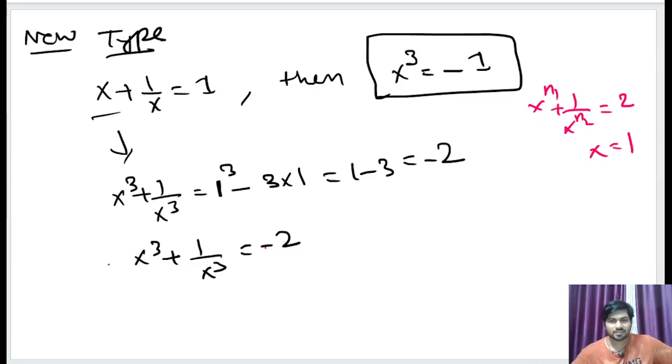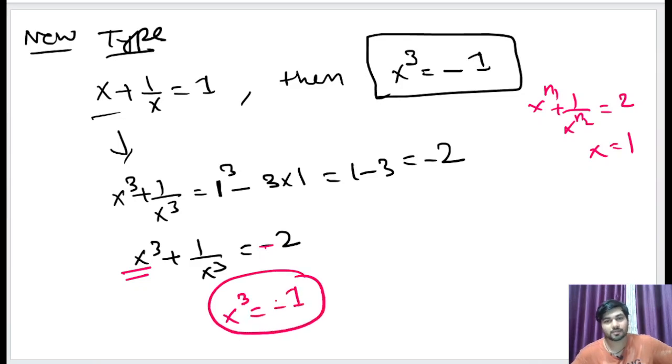Or not common, just understand this thing. Why should I take this as common? Just understand one thing. If here it is minus 2, it means that the value of x cube must be minus 1. The value of x cube must be minus 1, otherwise this equation won't be satisfied. Otherwise this equation won't exist if the value of x cube is not minus 1. Right? So from this I can directly say that x cube is always minus 1.